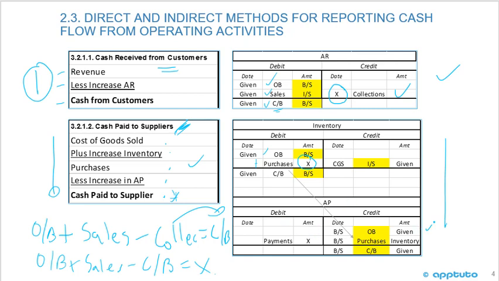The opening balance on accounts payable. Now we're going to move these purchases down, and the closing balance is from the balance sheet as well. So we can figure out our payments, if our inventory purchases were not exactly given.